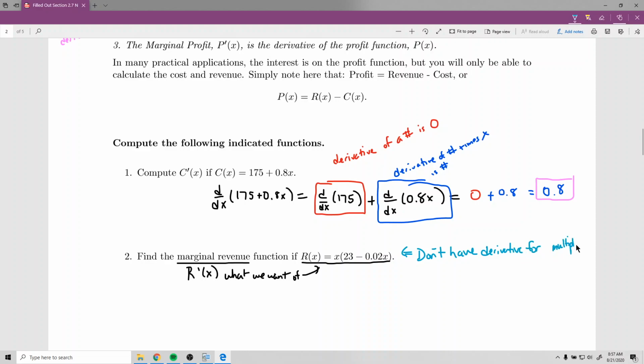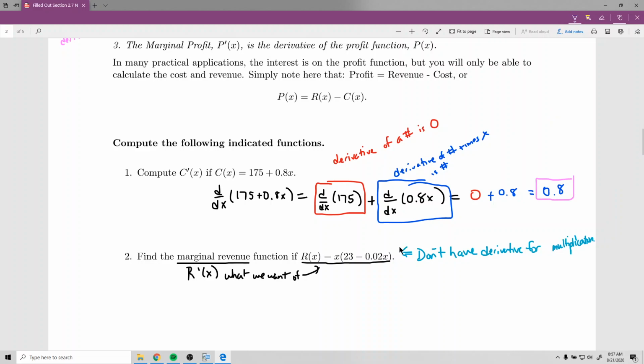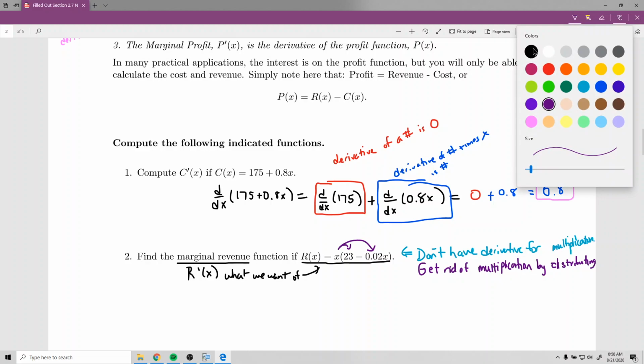So the question is, how can we do it? If we don't know how to do the derivatives with multiplication, well, you can get rid of the multiplication by distributing the x through. That's the problem here. We don't know how to do derivative with multiplication. We can get rid of the multiplication by distributing, which is exactly what I'm going to do here.